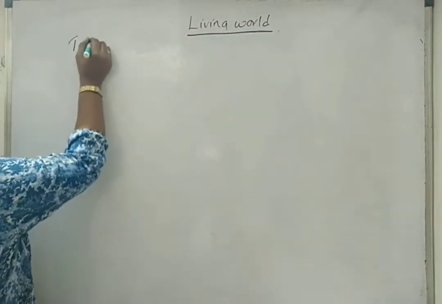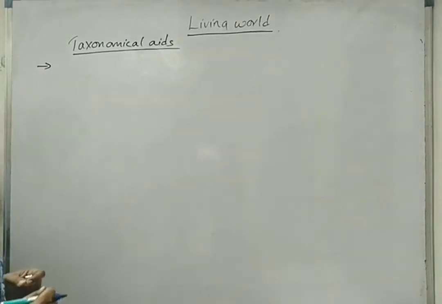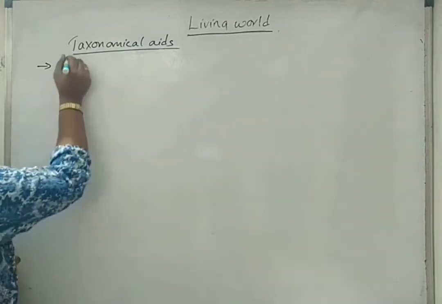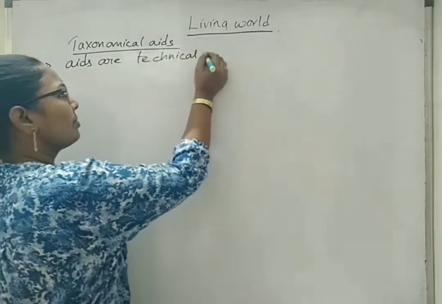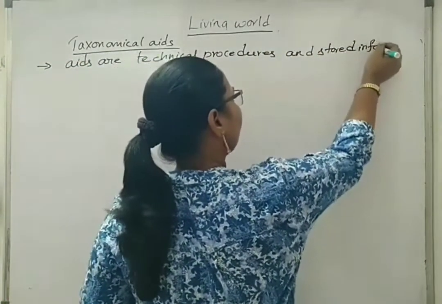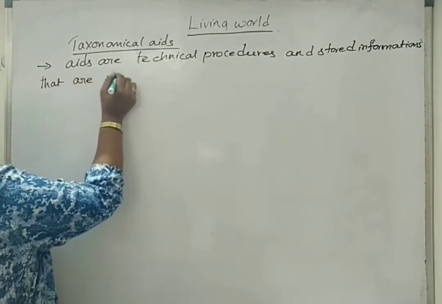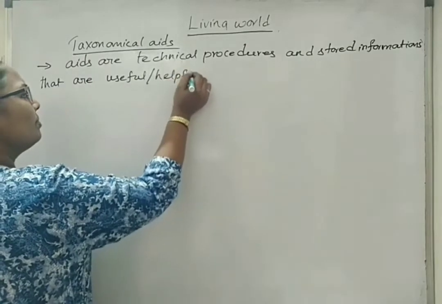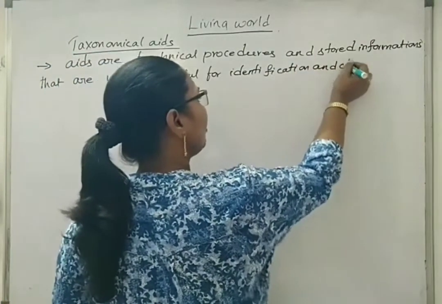The next topic is taxonomical aids. These are said to be the technical procedures and the stored information that are helpful or useful for identification and classification of organisms.